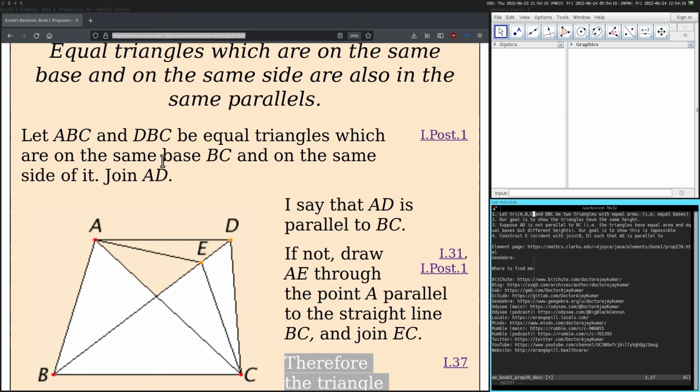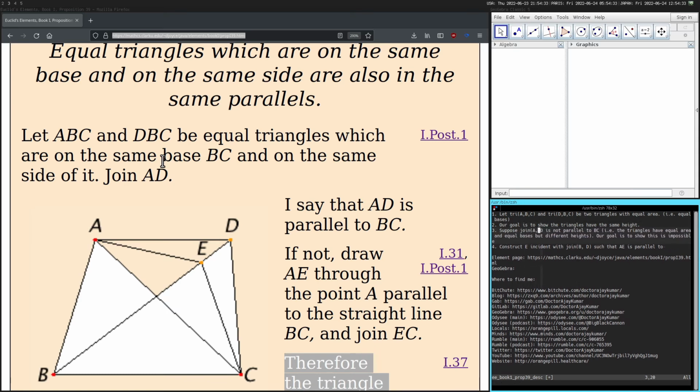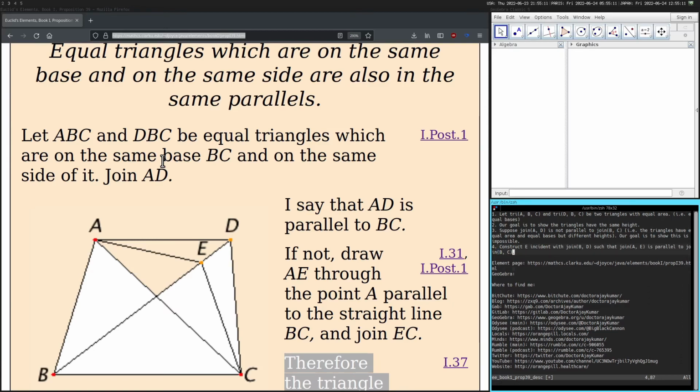let's call this triangle ABC and DBC be two triangles. Suppose the join of A and D is not parallel to the join of B and C. Our goal is to show this is impossible. Construct E incident with the join of B and D such that the join of A and E is parallel to the join of B and C. Okay.